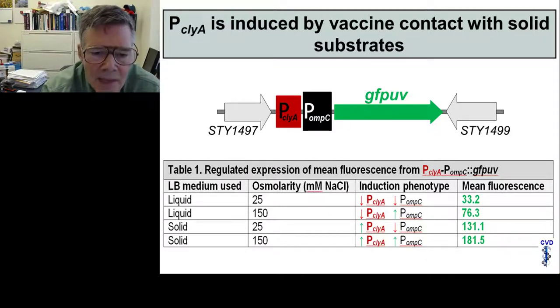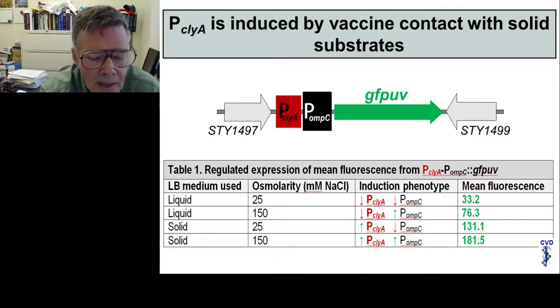So we took the same strain and plated it on a solid LB medium with low salt, which turns out to turn on the Cli-A promoter, which we didn't know until we ran this experiment, and the fluorescence jumped to 131. That was a big surprise.